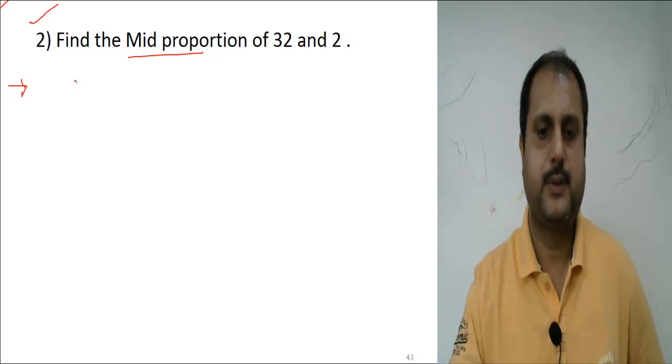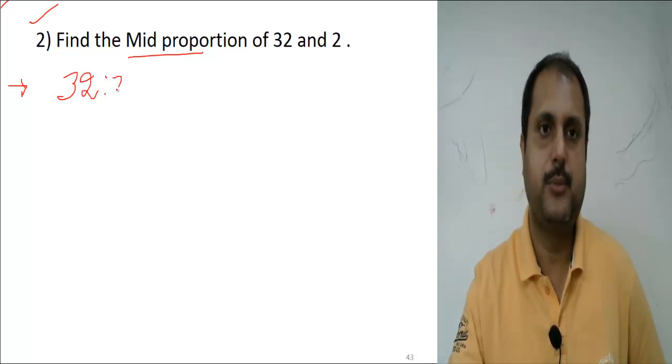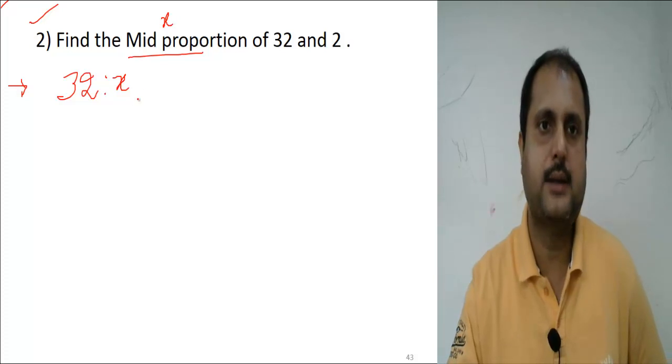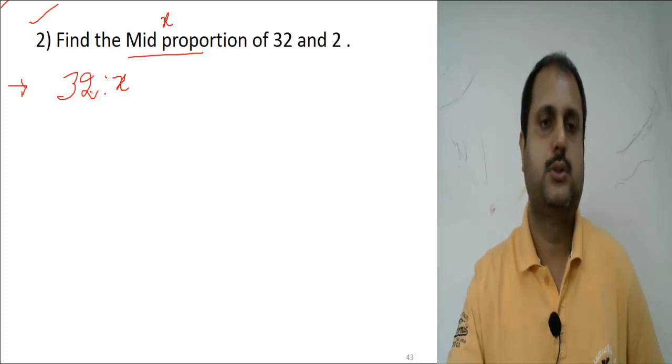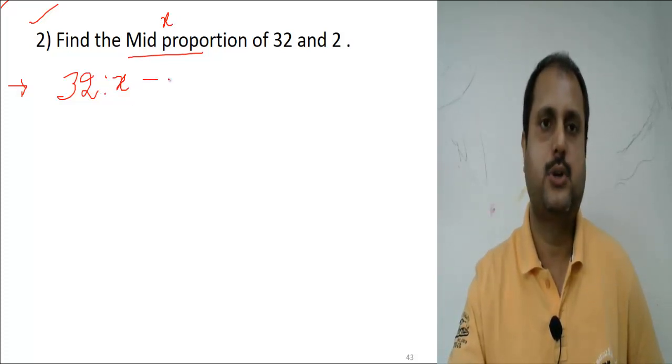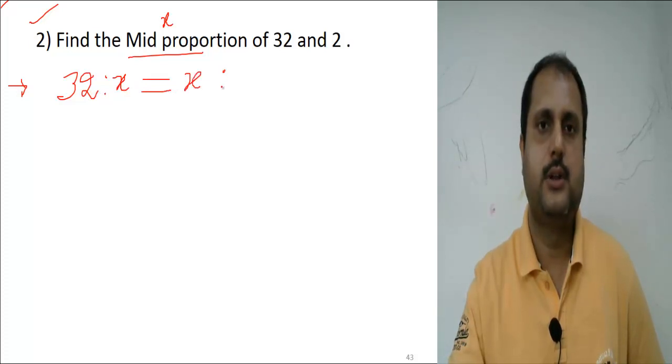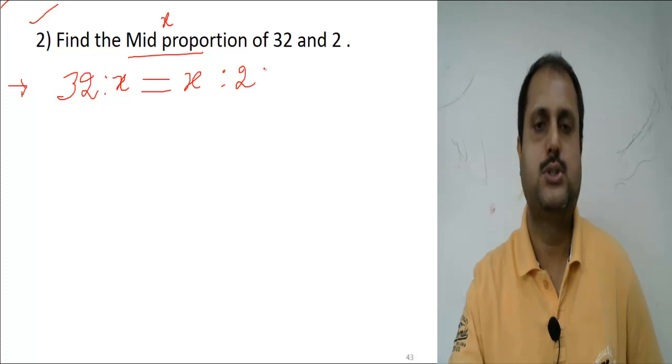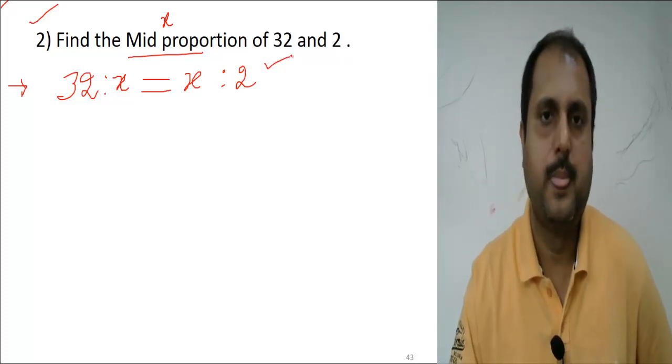32 would become the first proportion. Now we have to find the mid proportion. So x will be in the mid. So let's assume that x is the mid proportion. So 32 ratio x, because it is in the mid place. Now, mid place again, x ratio 2. So this would become the equation.